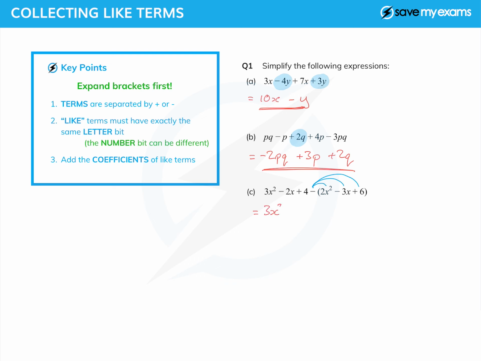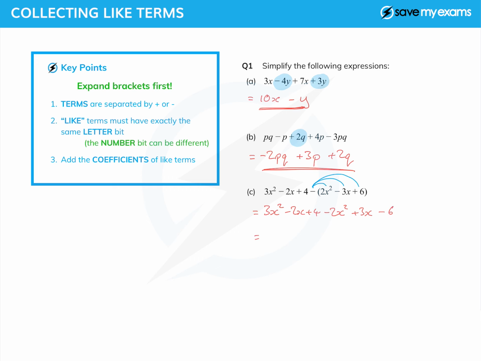So I've still got the 3x squared minus 2x plus 4. And then I've got minus 1 times 2x squared, so that's minus 2x squared. And then I've got a minus times a minus here, and that makes a plus. And so that's plus 3x. And then I've got minus 1 times plus 6. Minus 1 times plus 6 is minus 6.